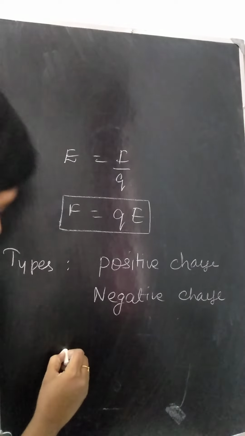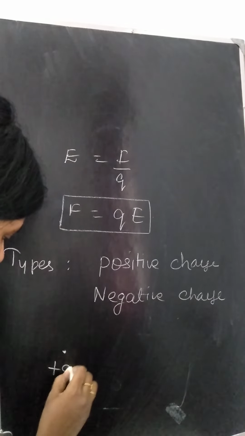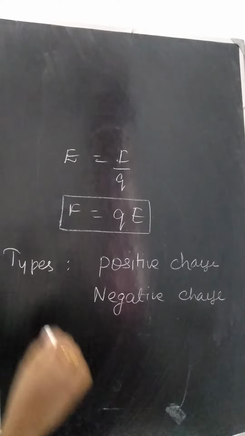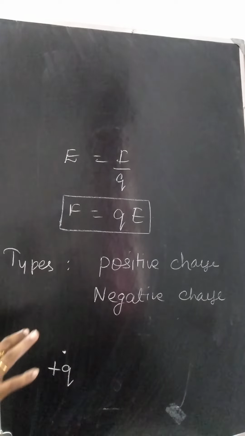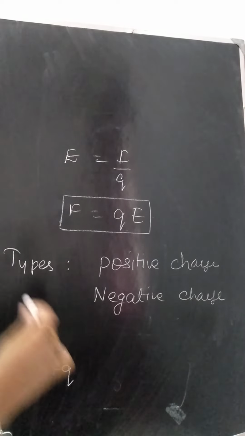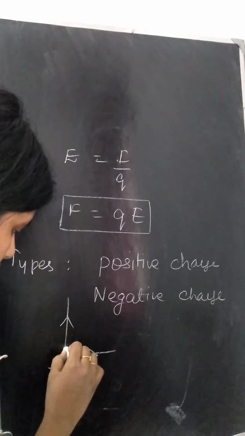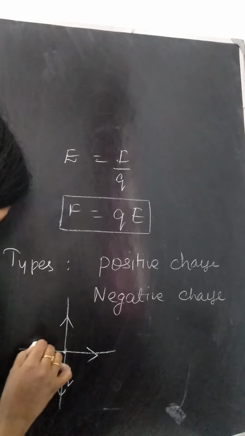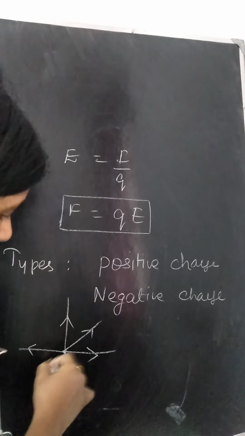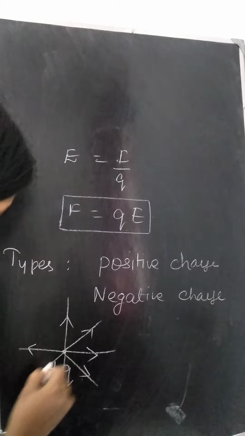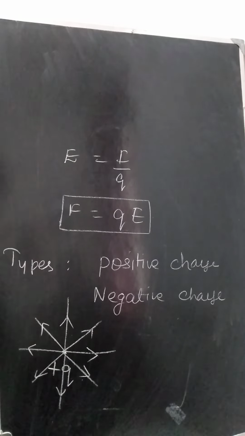See, if it is a positive charge, I keep a positive charge, and the electric field is always existing from the charge to infinity distance. So the electric field lines are represented in that way, that arrow marks start from the charge and go out from the source. Outward direction we have to draw the electric field lines.